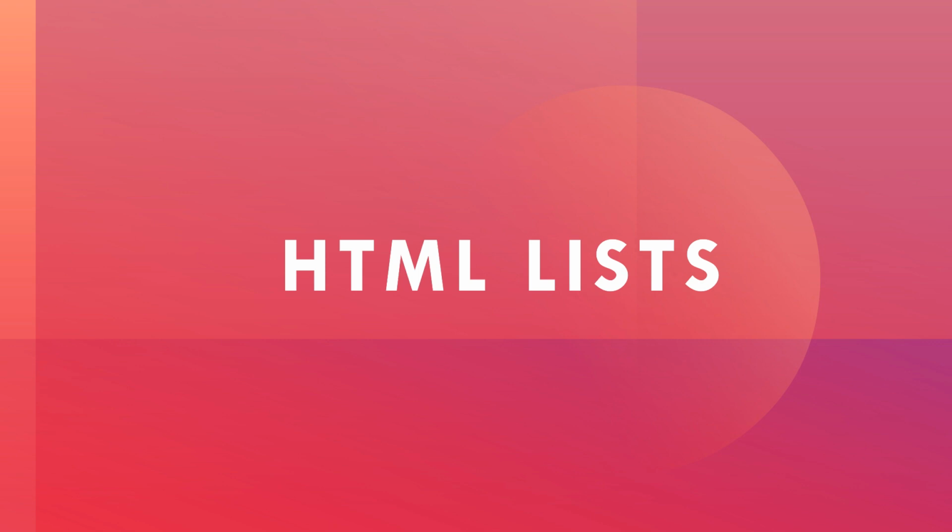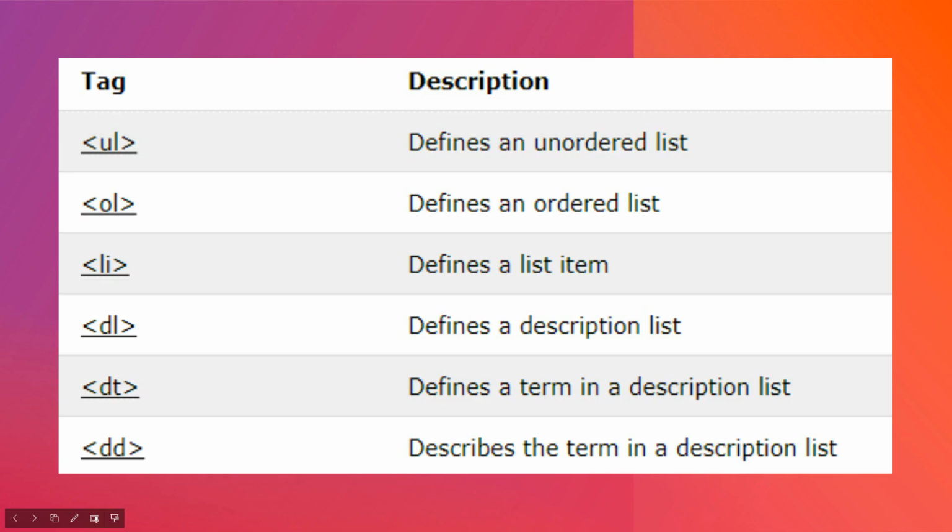So in order to create lists in your HTML file, you are going to use these following tags. So the first one is UL tag, it defines an unordered list. Second one is OL tag, defines an ordered list. The third one is LI tag, defines a list item. The fourth one is DL tag, which defines a description list. The fifth tag is DT tag, which defines a term in a description list. And the last one is DD tag, which describes the term in a description list.